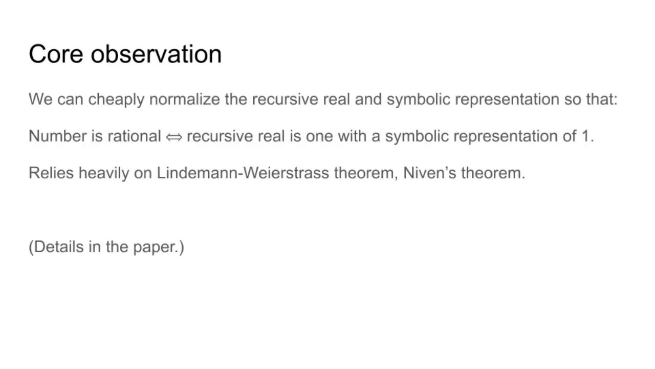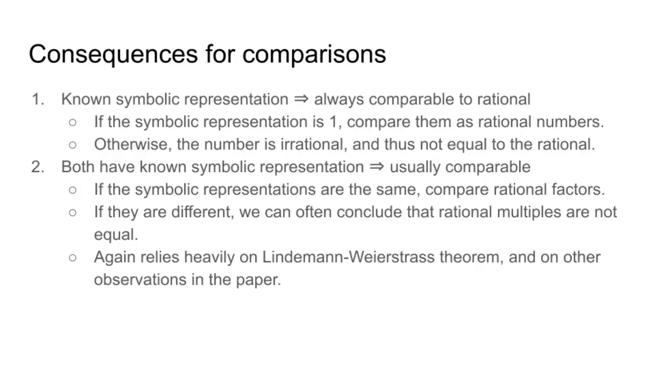The core observation that makes all of this useful is that given our particular choice of symbolic representations here, it's easily possible to normalize a symbolic representation so a represented number is rational only if the recursive real factor is actually 1 and its symbolic representation actually is 1. This has some very nice consequences for comparisons.